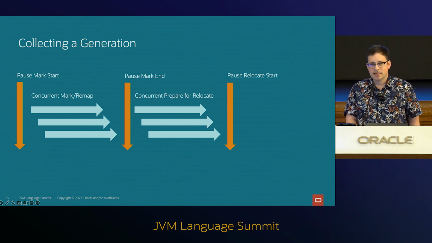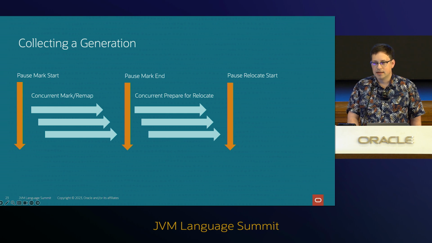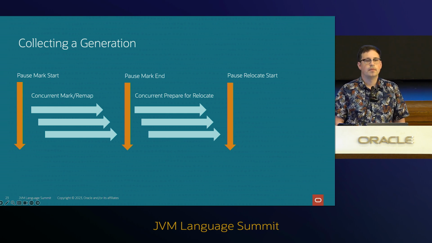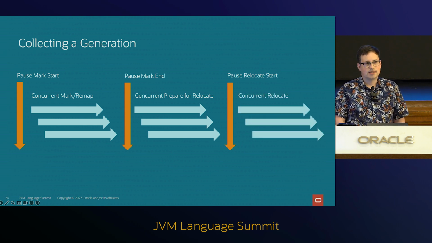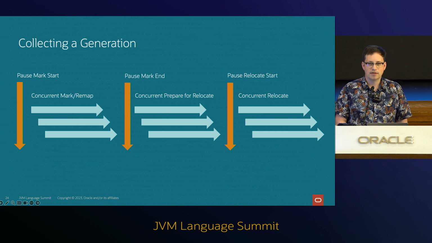And after all this, we have a relocate start pause. Again, a synchronization point that doesn't do anything. It marks that now we're going to start moving objects around. And when we start running, that's indeed what we do. In the concurrent relocation phase, we move objects around so we can free contiguous memory.